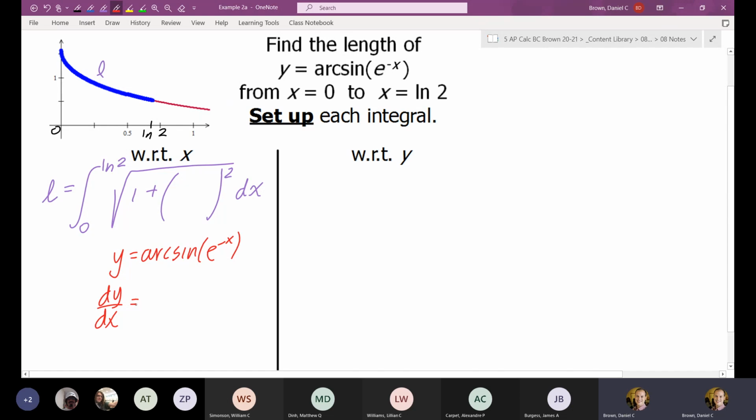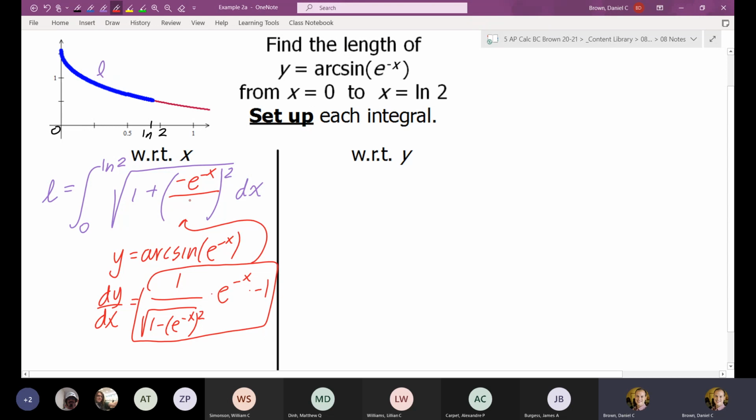So again, what's the derivative of arc sine? It's 1 over the square root of 1 minus the inside squared. And then the chain rule: times the derivative of the inside. Well, the derivative of e to the negative x is e to the negative x. The derivative of e to the u is just e to the u. Then looking at your exponent, negative x, what's the derivative of negative x? Negative 1. So that is your derivative, and we are just going to plug that into dy/dx squared. I'm going to simplify it as negative e to the negative x over the square root of 1 minus e to the negative 2x, since squaring means we multiply the exponents.